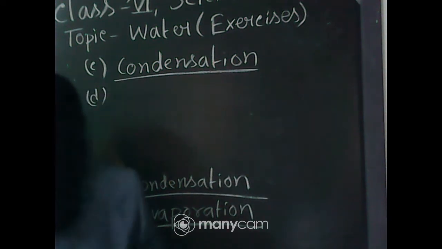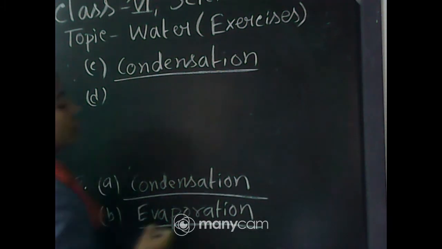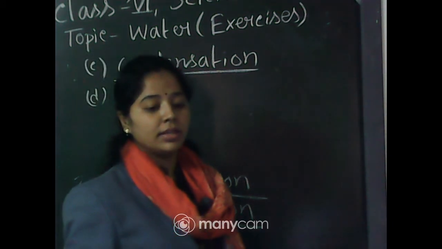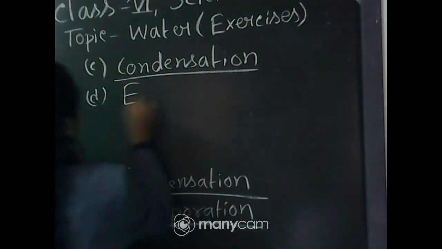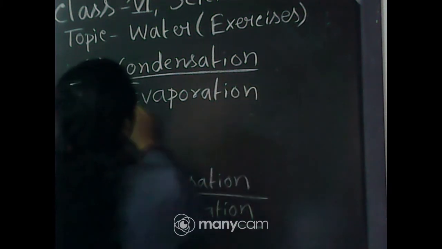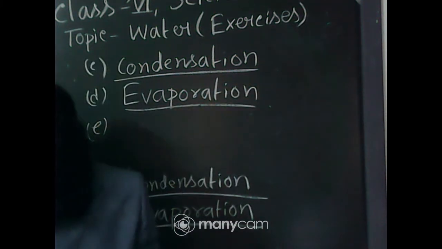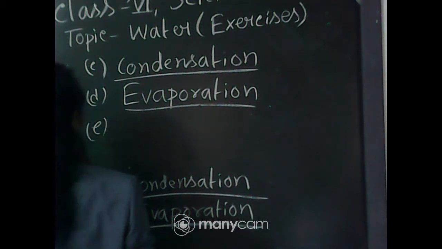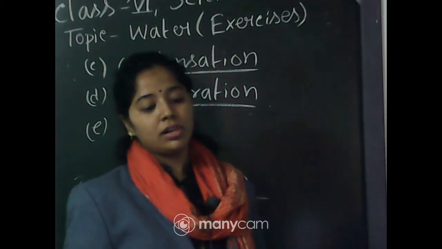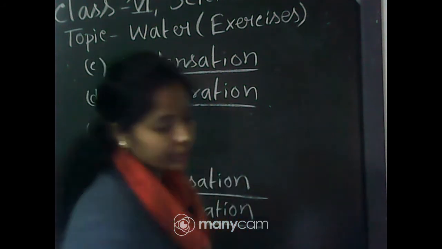Now D number question, that is written: blackboard dries up after wiping it. What will be the reason behind it? Yes, evaporation. Very good. Now the last question, that is steam rising from a hot griddle when water is sprinkled on it. This will also be evaporation. Very good.